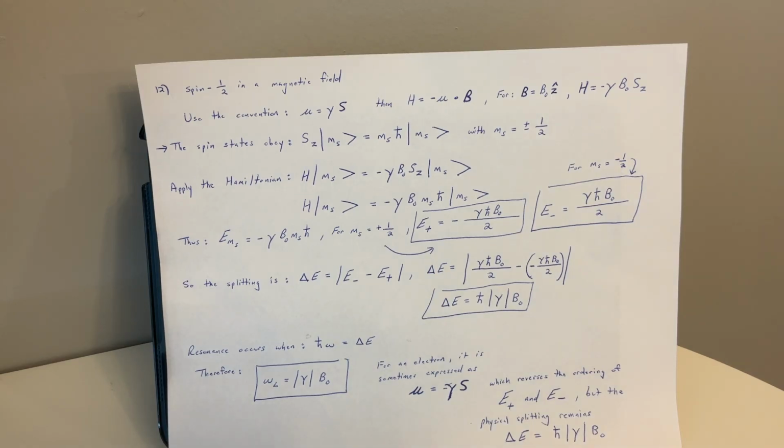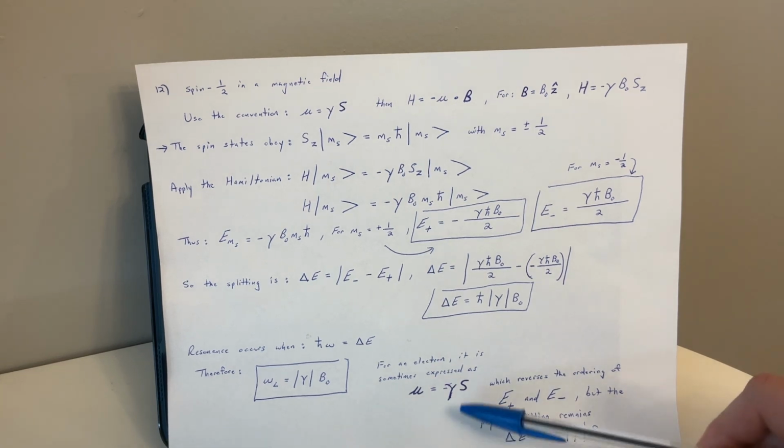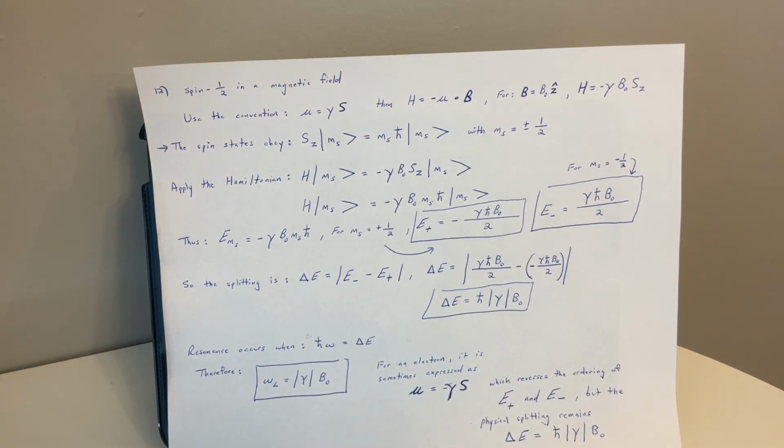And for an electron, it is sometimes expressed as mu equals negative gamma S, which reverses the ordering of E sub plus and E minus, but the physical splitting remains delta E equals h bar magnitude gamma times B naught. Oh, and that looks like a minus. Sorry about that.